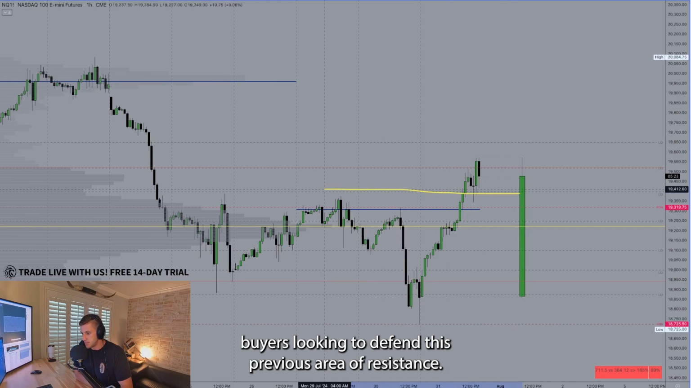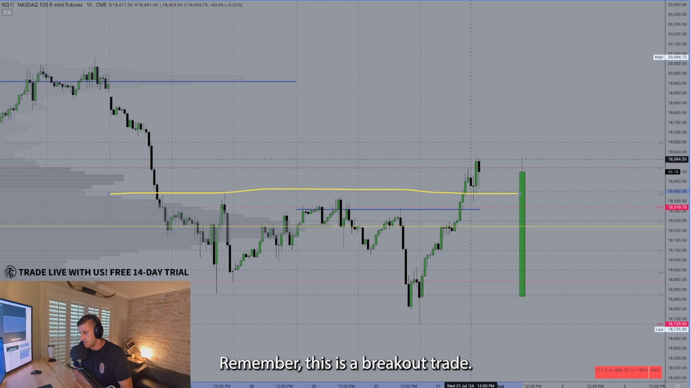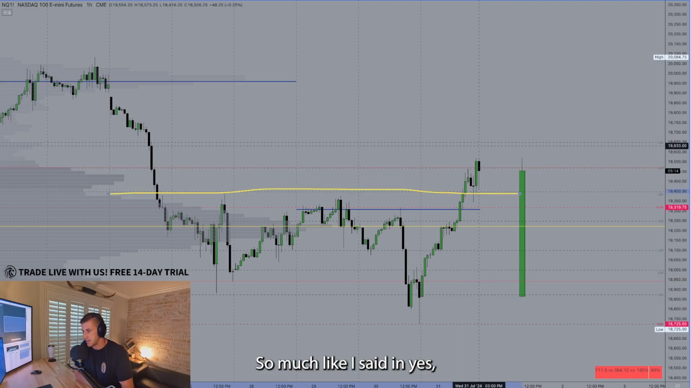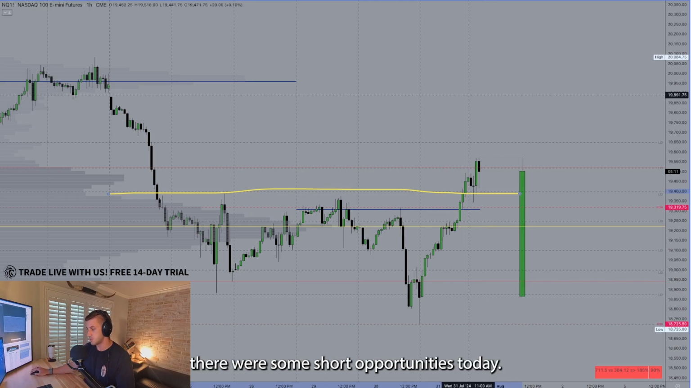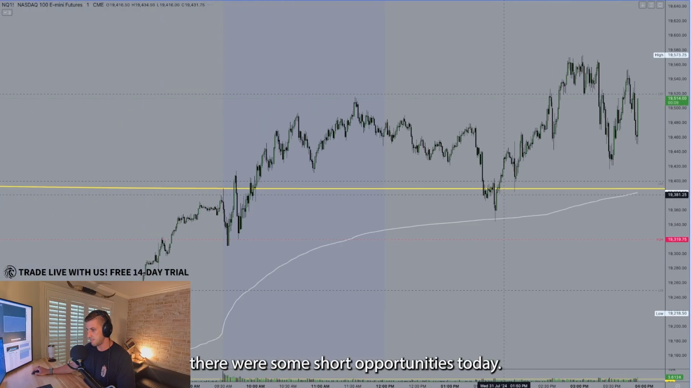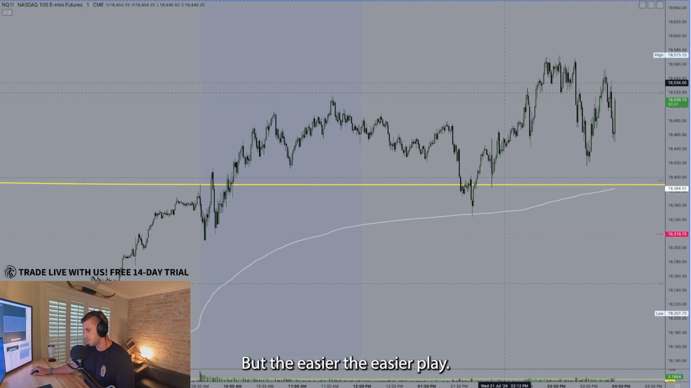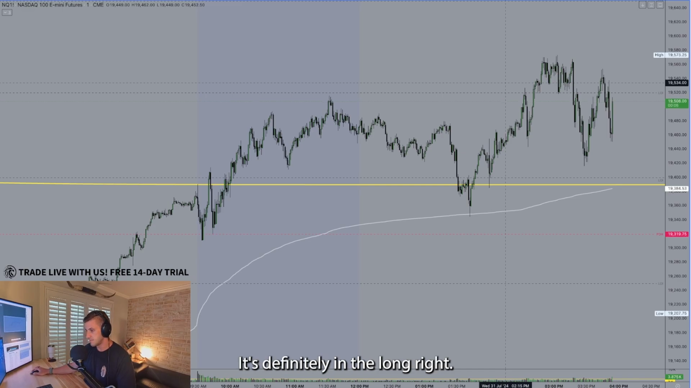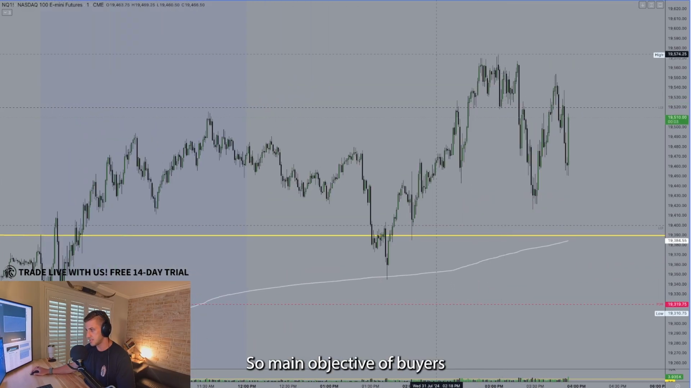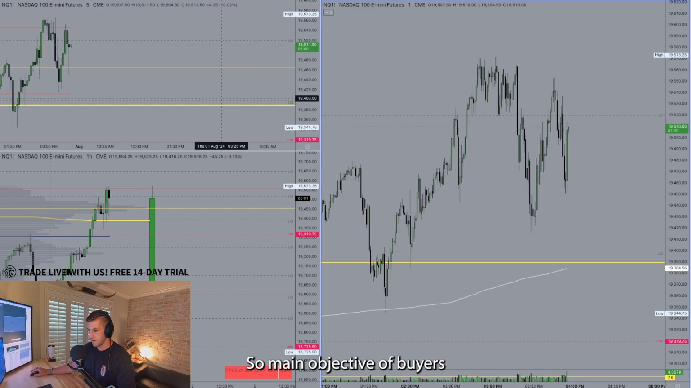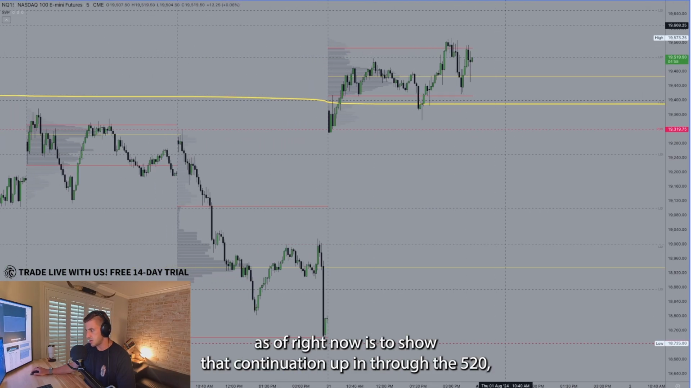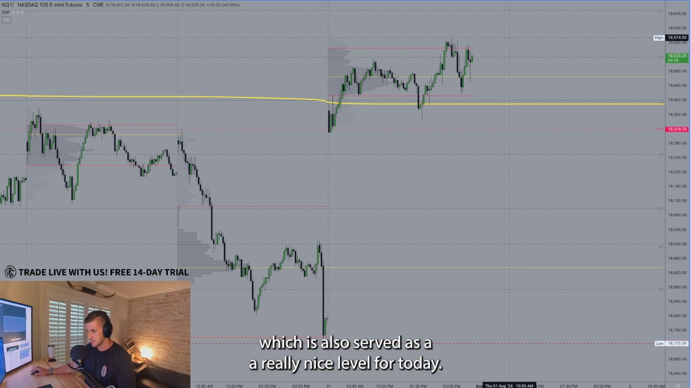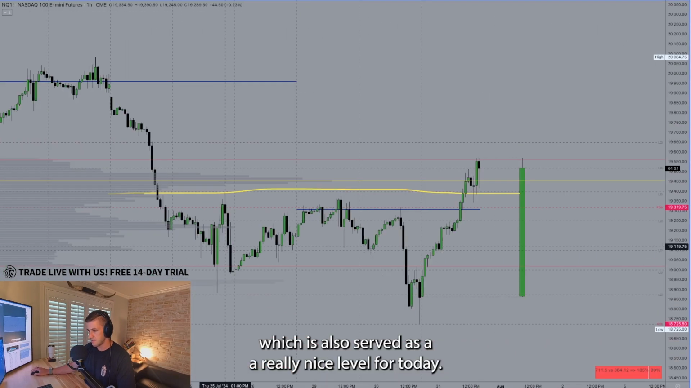Buyers looking to defend this previous area of resistance. Remember, this is a breakout trade. So much like I said in ES, there were some short opportunities today, but the easier play is definitely the long, right? We're dealing with a higher time frame breakout. So the main objective of buyers as of right now is to show that continuation up and through the 520, which has also served as a really nice level for today.